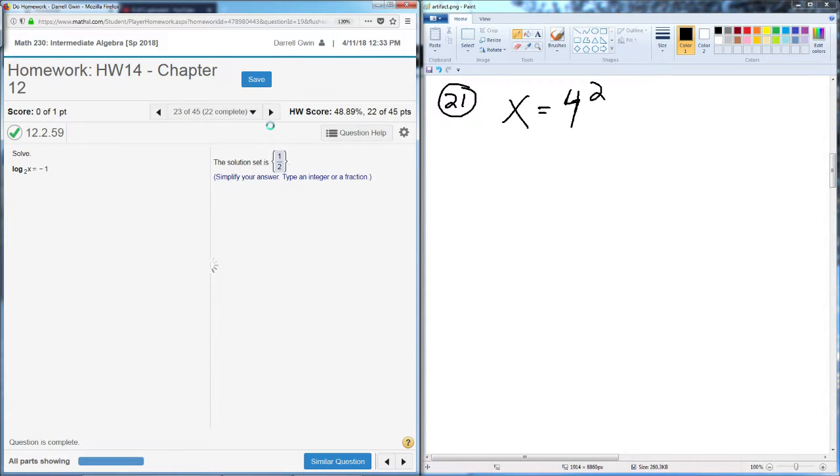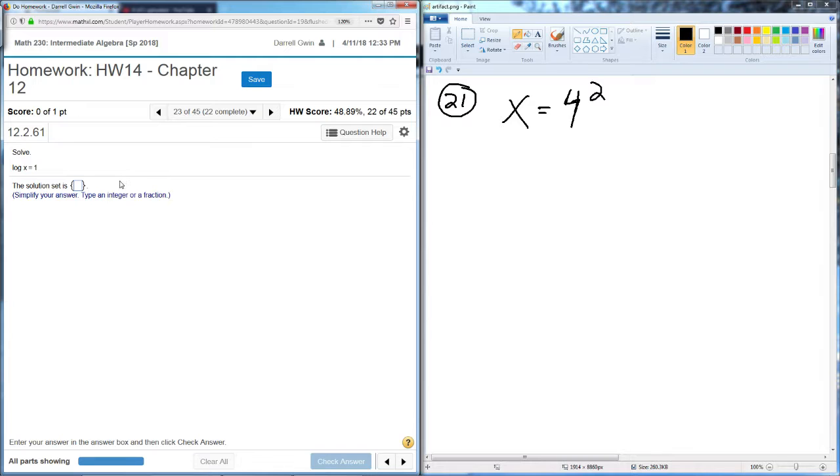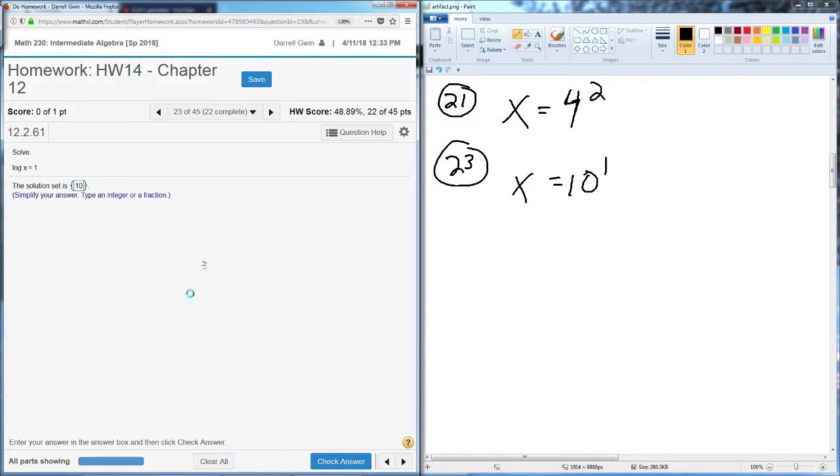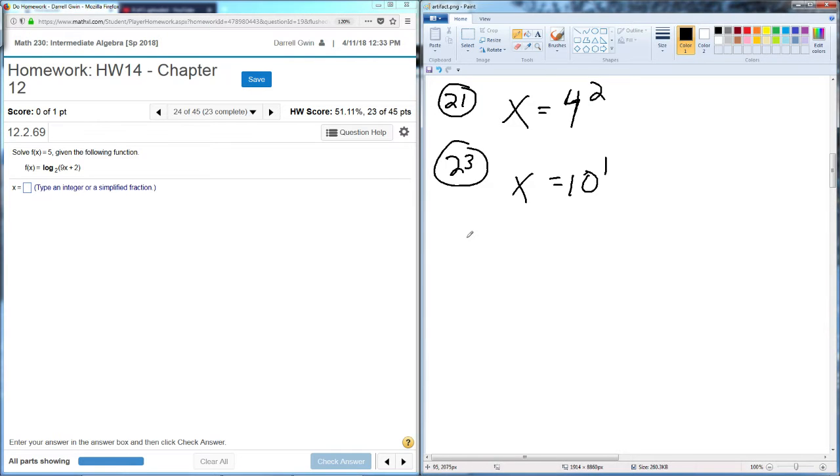Okay. Basically, you just have to rewrite this in exponential form. 23. When you rewrite it in exponential form, the base 10 to the power of the exponent 1, the answer is just 10. Oh, 24 is the first hard problem.